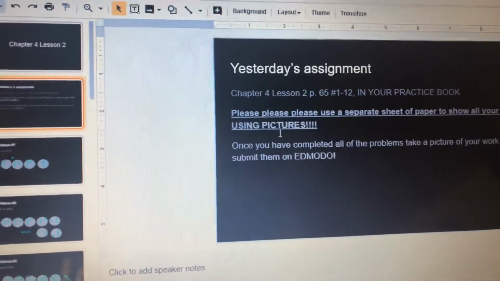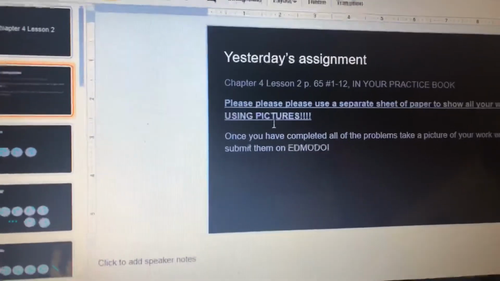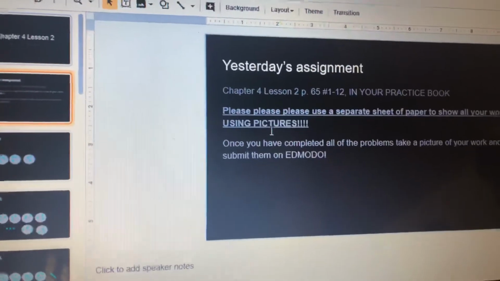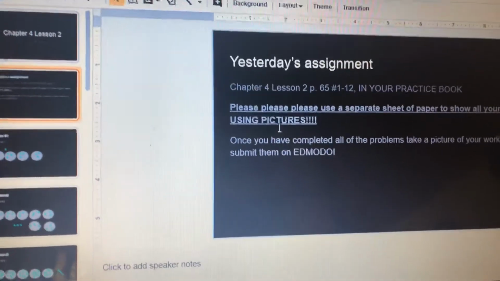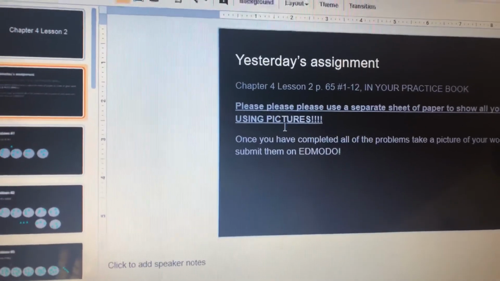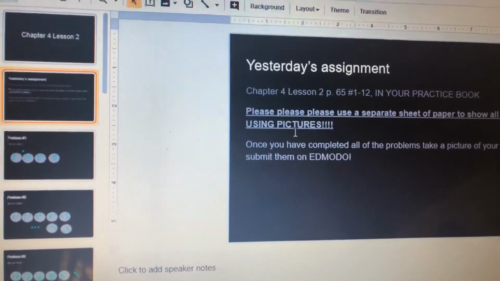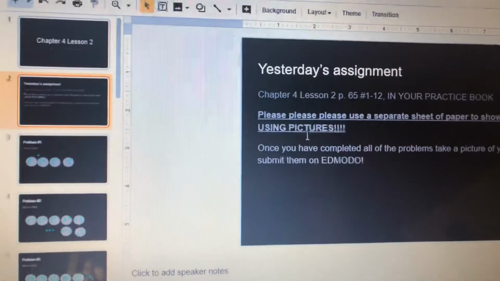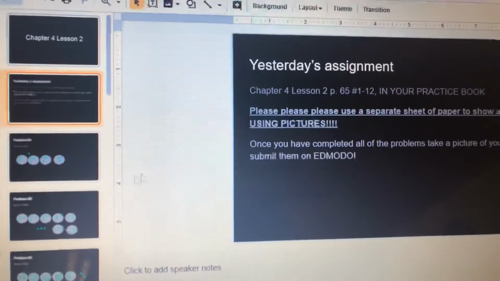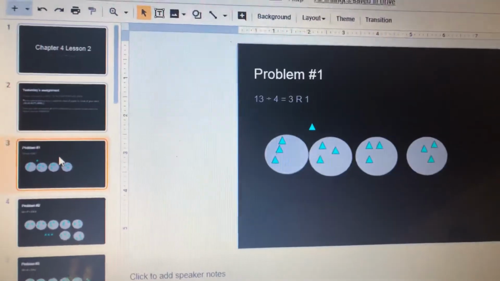All right, so yesterday's assignment and the day before that was page 65, numbers 1 through 12 in your practice book. Remember, you were supposed to use pictures. A lot of you guys used pictures this time, so thank you. I appreciate it. I just needed to see that you knew how to do it so that we can move on from this lesson and make it into lesson 3.